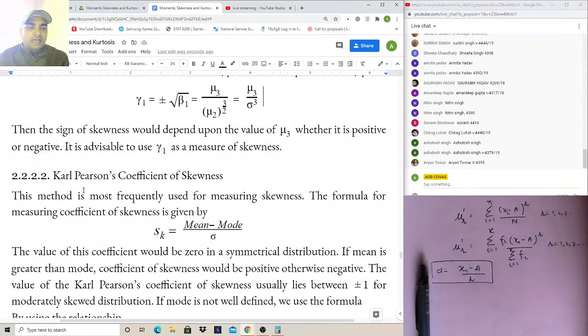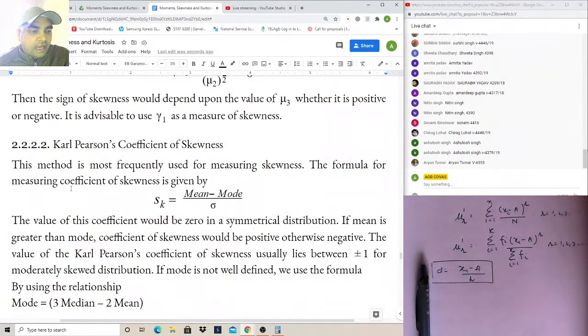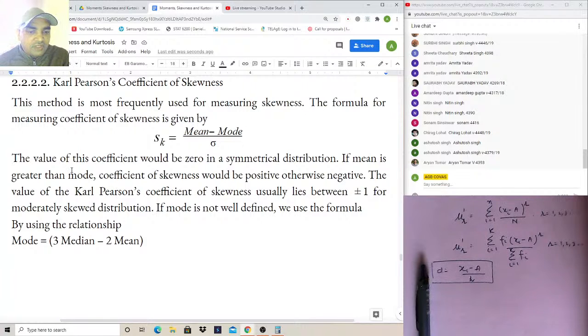Then comes Karl Pearson's coefficient of skewness. This method is more frequently used as a measure of skewness, and the formula is mean minus mode divided by standard deviation, as I defined there also. So the value of this coefficient would be 0 in a symmetrical distribution.